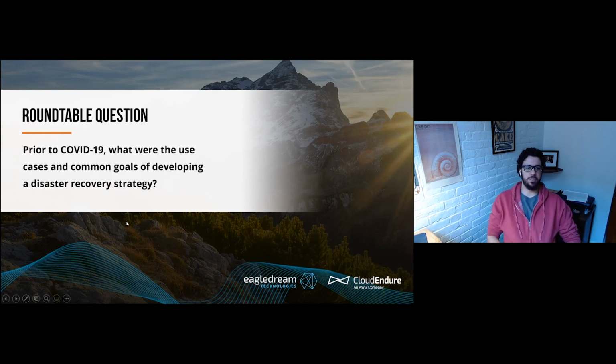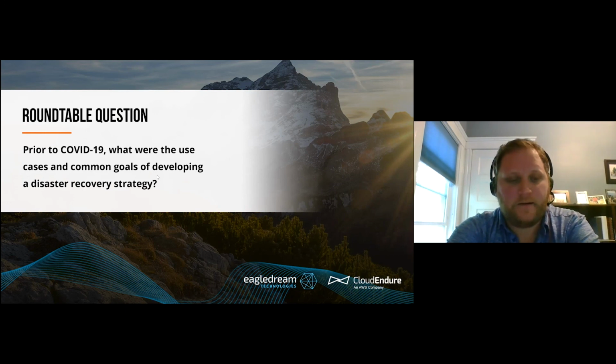Prior to COVID-19, what were the use cases and common goals for developing a DR strategy? I can take that one. Prior to COVID, it seems like a long time ago. It's hard to remember. But the use cases vary. From my perspective, a large majority were using it from on-prem to protect workloads in AWS. That's certainly a very strong case for us on the CloudEndure AWS side.